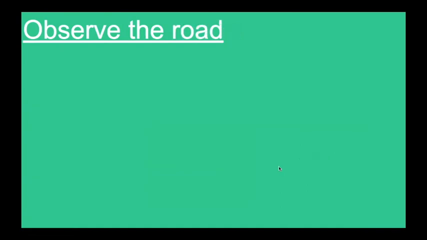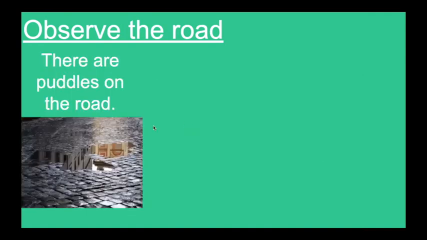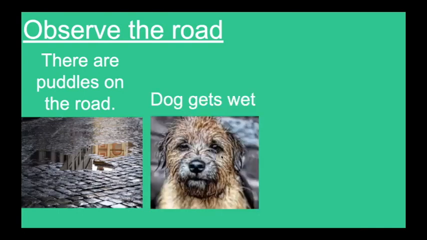Okay, one more example. Observe the road. We observe the road. There are puddles on the road. Look at the picture. Repeat after me. There are puddles on the road. And we find out that the dog gets wet. Repeat after me. The dog gets wet.